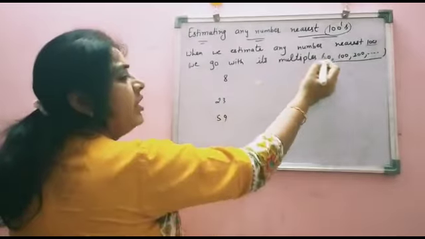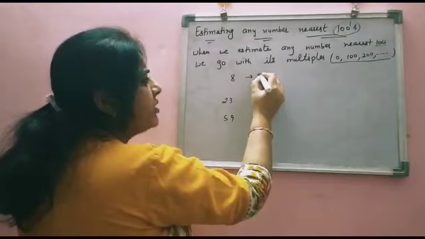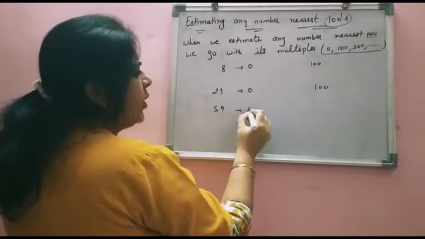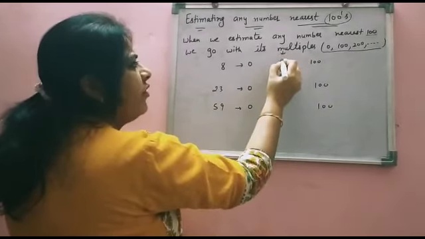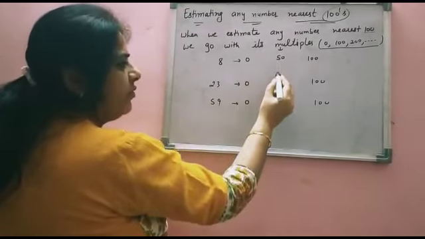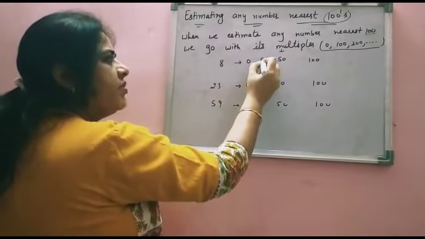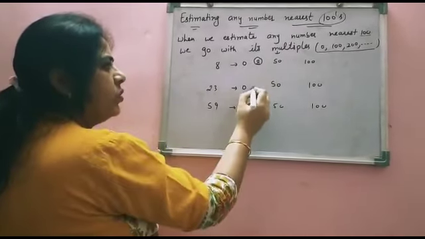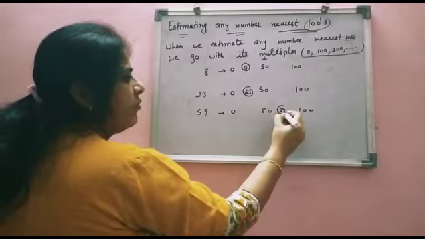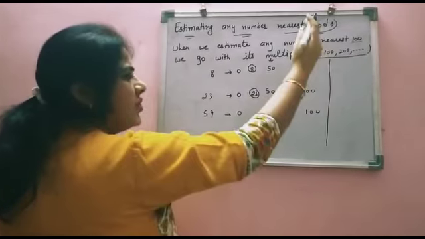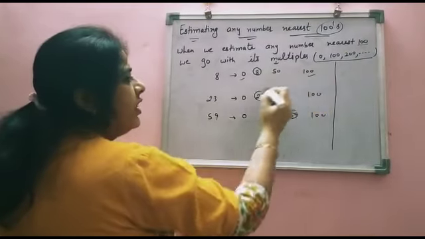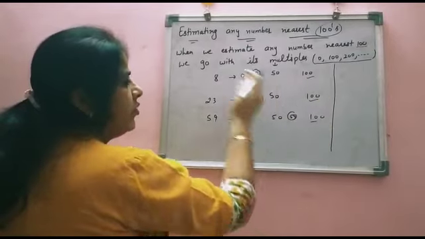As we know, we look at the multiples of 100, all these numbers lie between 0 and 100. What is the halfway for all these multiples of 100? 50, 50, 50. So 8 is less than the halfway. 23 is also less than the halfway. 59 is more than the halfway. As we have discussed for the nearest tens, same here. When we go with the multiples of 100, we go with 0 or 100 here for these examples.